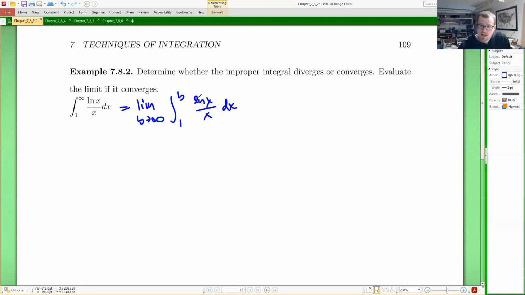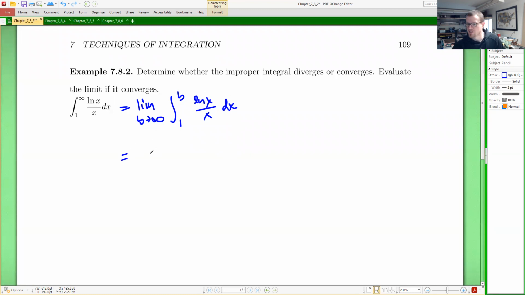Now, this integral, you might say to yourself, that looks like an integration by parts because I've got 1 over x times natural log of x. And you could do that, but it's actually not necessary. If you use a u substitution and let u be the natural log of x, then du would be 1 over x dx. And we see exactly here that we have u times du. So this is just the integral of u, which would give us 1/2 u squared.